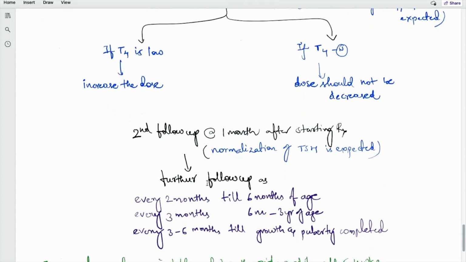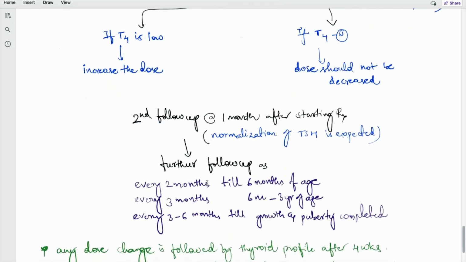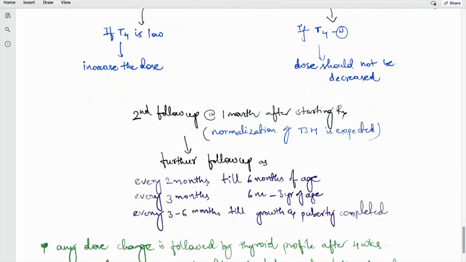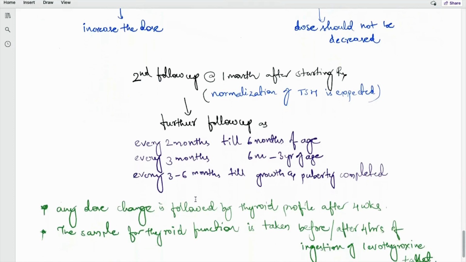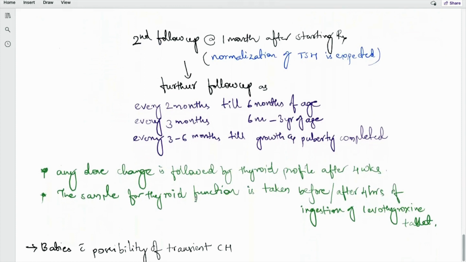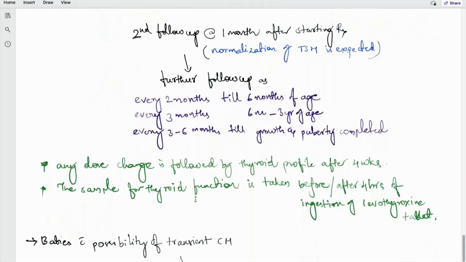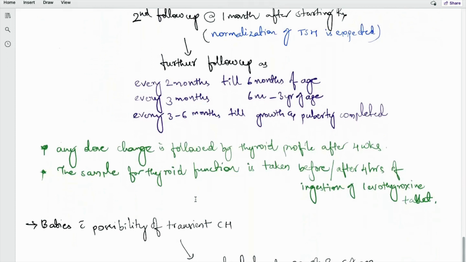After the second follow-up, we should do further follow-up like this: every 2 months till 6 months of age, every 3 months from 6 months to 3 years of age, and every 3 to 6 months till growth and puberty are completed. And if we make any dose change, we should again follow up with the thyroid function test after 4 weeks. Some people will have doubt about when to take the sample for the thyroid function test. It's better to take the sample before taking the levothyroxine tablet, or else 4 hours after ingestion of the tablet.